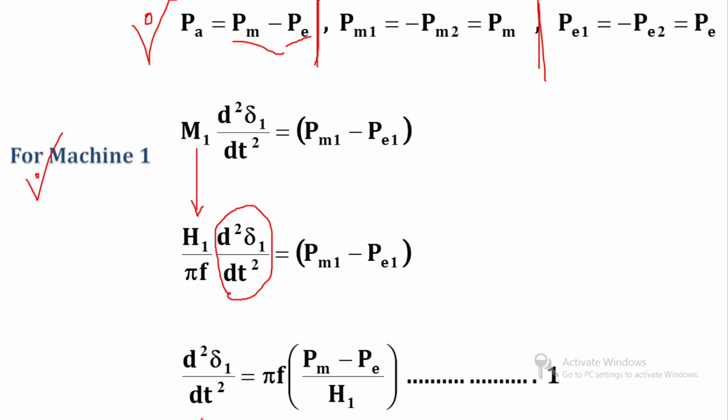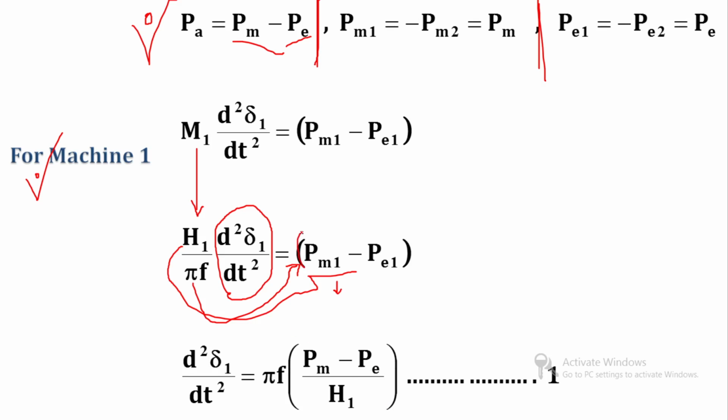So d square delta 1 by dt square is equal to this pi f multiplied with PM1 minus PE1, and this H1 comes in the denominator of PM1 minus PE1. So d square delta 1 by dt square is equal to pi f multiplied by PM minus PE upon H1.